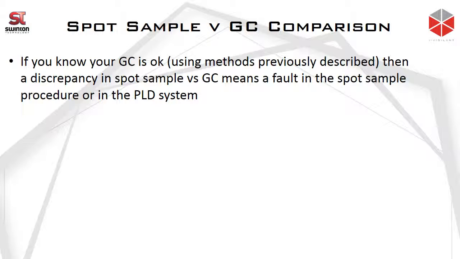So if you know that your GC is okay, then any discrepancy in a spot sample versus the GC result means either a fault in that spot sample itself, or in the pressure letdown system, meaning the GC is analysing something which is not the actual gas in the pipeline. So in either case, it's not a good thing. We really need that spot sample to match the GC result.